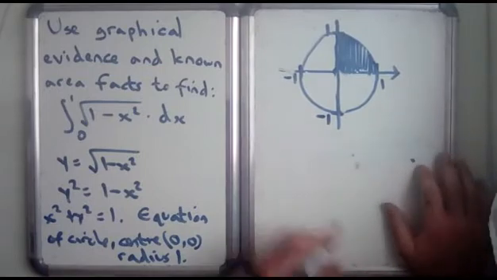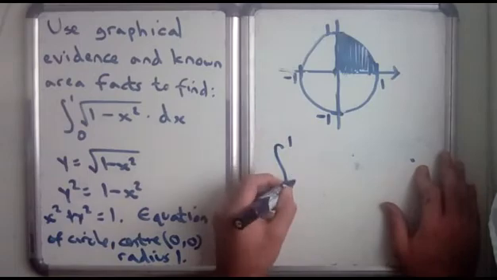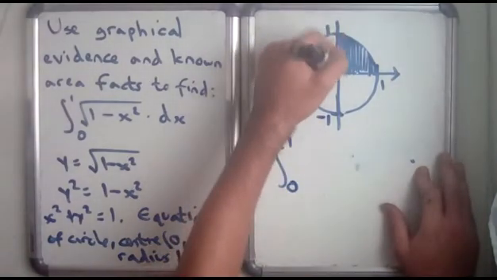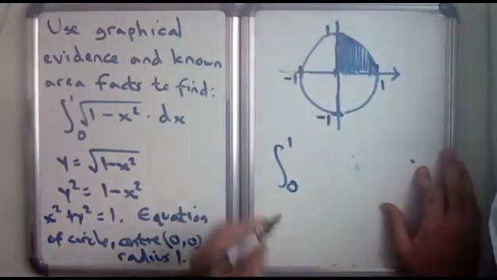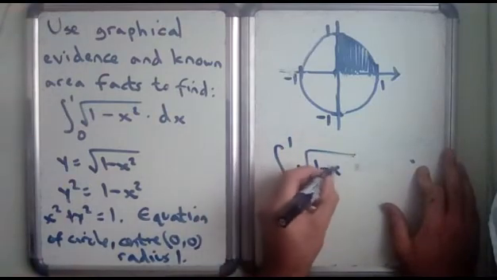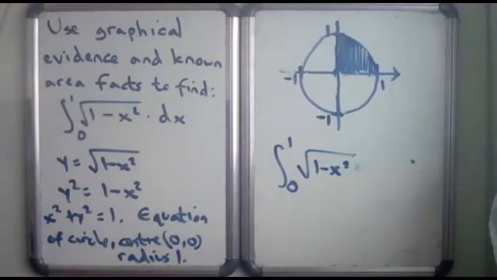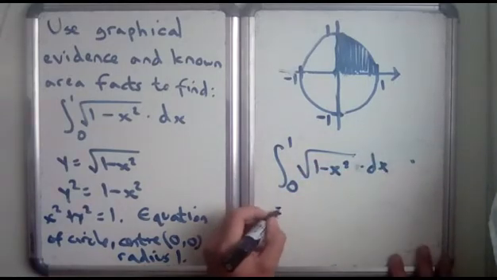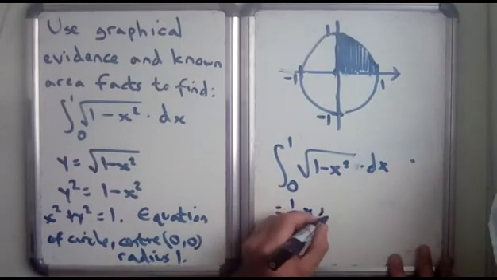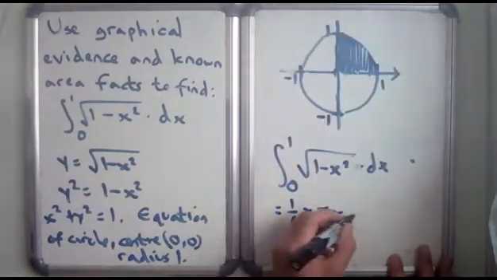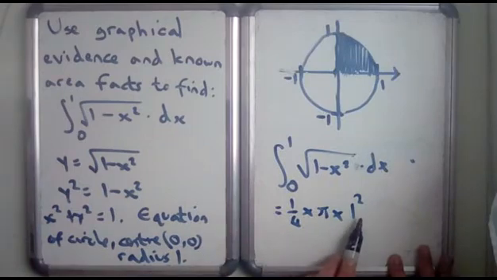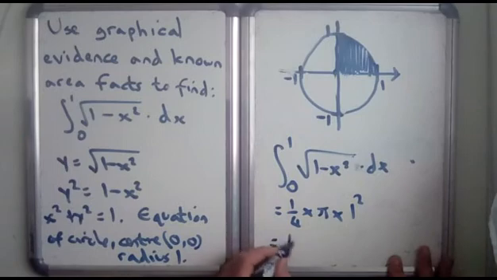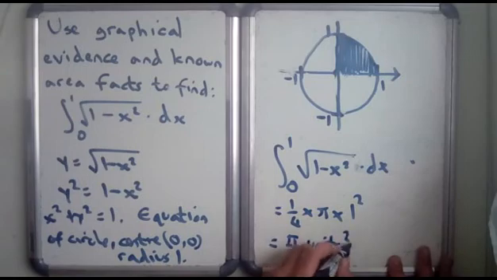So, to find the integral between 1 and 0, or the summation of all these little rectangles of root 1 minus x squared, it is the area of the quarter circle with radius 1. So it equals a quarter times pi times the radius 1 squared. Well, 1 squared is 1. So that is a quarter pi, or pi by 4 units squared.